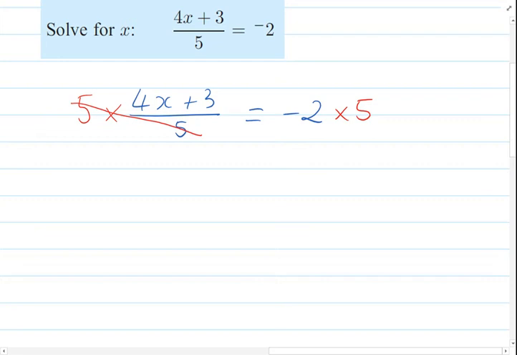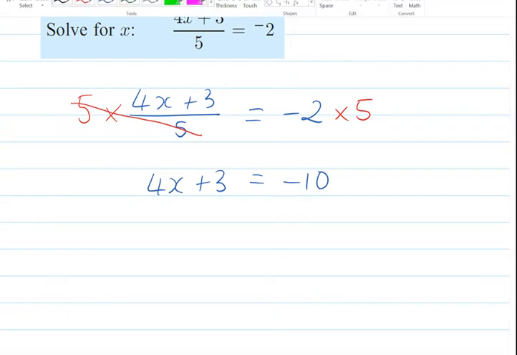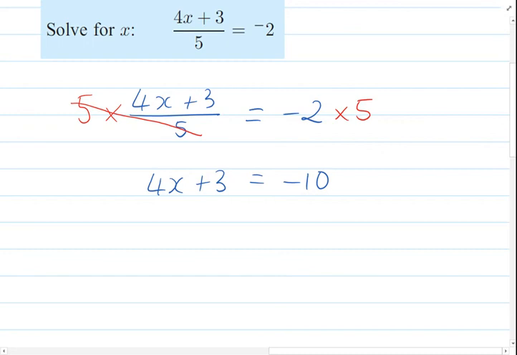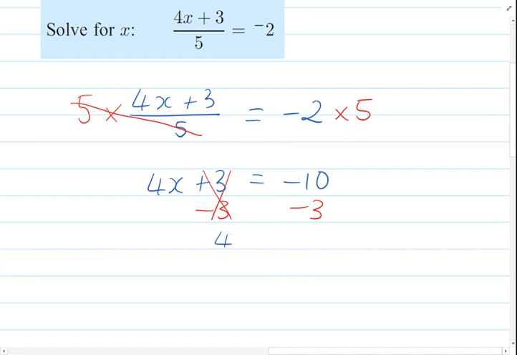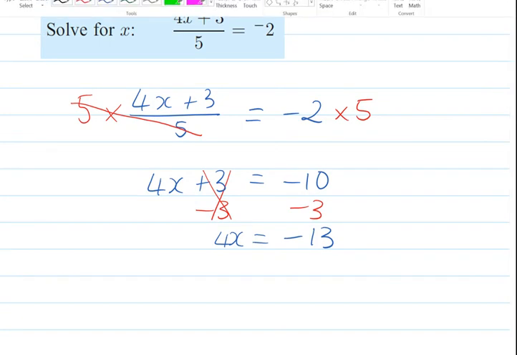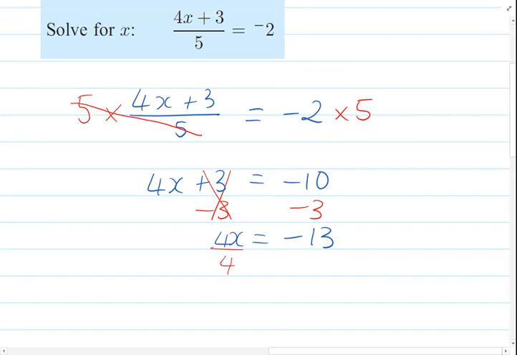So here our 5's cancel out, and all we're left with is 4x plus 3 equals negative 10. And now it's much more familiar to us as an equation. So we're going to subtract 3 from both sides. So the 3's add to 0, and that leaves me with 4x equals negative 13. And my next step will be to divide both sides by 4. And so my 4's cancel out, and then we write x equals.